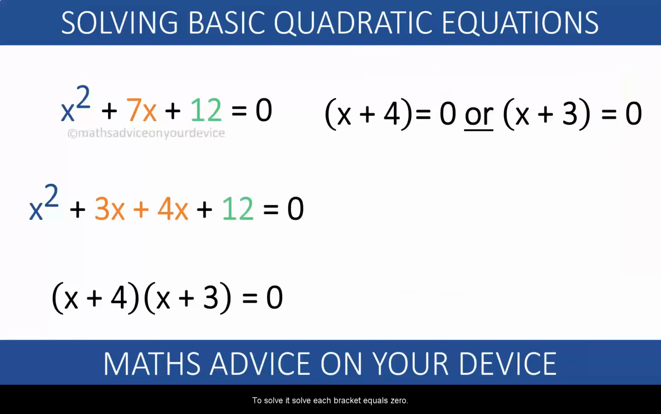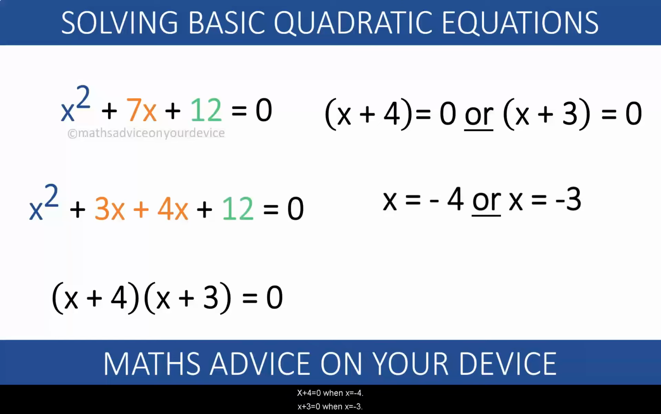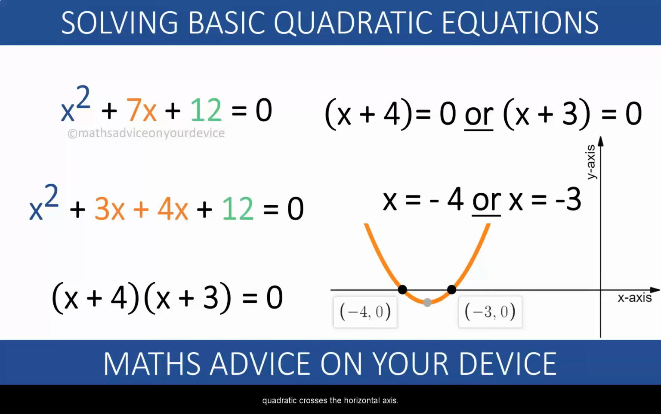To solve it, solve each bracket equals 0. x plus 4 is 0 when x equals -4. x plus 3 is 0 when x equals -3. These two solutions coincide with the places where our quadratic crosses the horizontal axis.